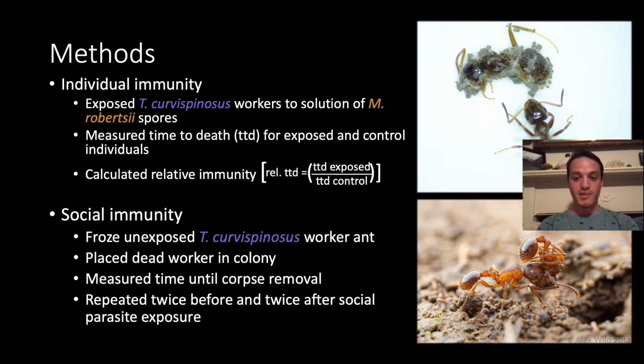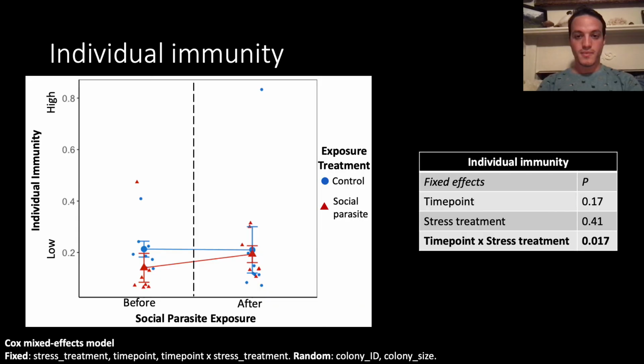And it's important to remember that faster time to death indicates weaker individual immunity, whereas faster corpse removal indicates stronger social immunity. We found that being exposed to a social parasite increased host workers' individual immune response.